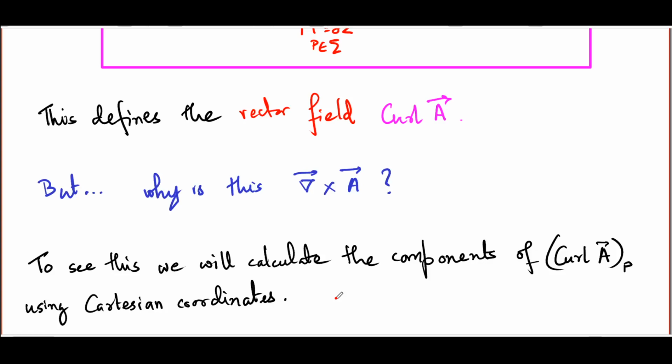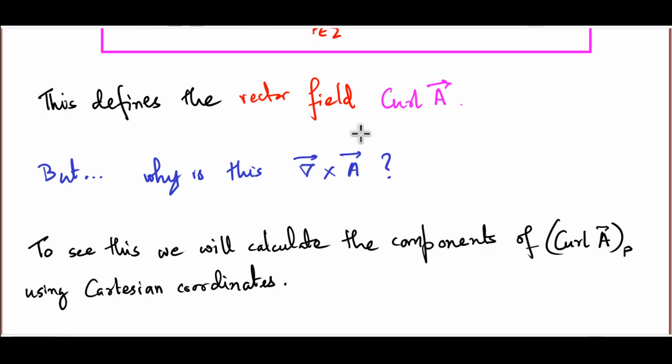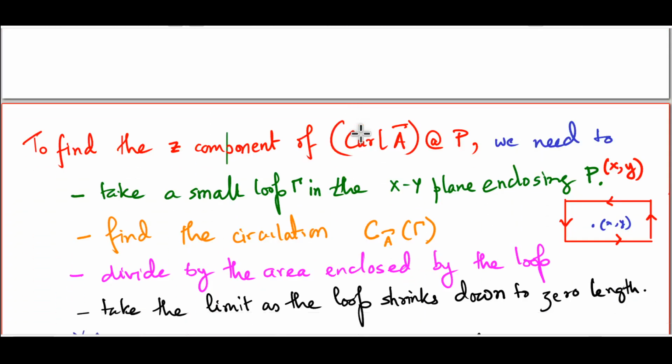And in order to see this, what we need to do is calculate the components of curl of A as per this definition, but using Cartesian coordinates. Remember once again, the shape of the loop will not matter, the orientation of the loop will. So to find out, say, the z component, we will have to take a loop in the xy plane. Its precise shape will not matter, but we will take, for our calculation, the simplest shape for a loop that we can put in the xy plane. And obviously, if we were using Cartesian coordinates, the simplest loop to use would be a rectangle with its edges parallel to the axis.